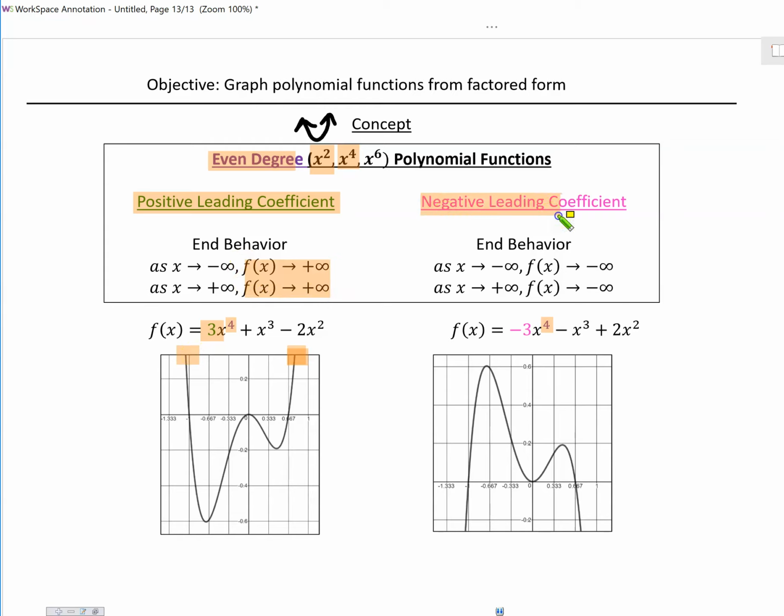With a negative leading coefficient then, they're both going to go to negative infinity. There's our negative on our 3, and they're both going to go down because we have an even degree and a negative coefficient. Even degree, both ends go the same direction. Negative means they both go to negative infinity. All right.